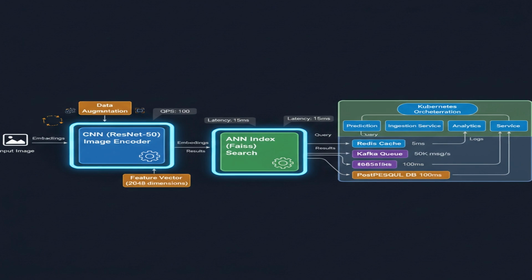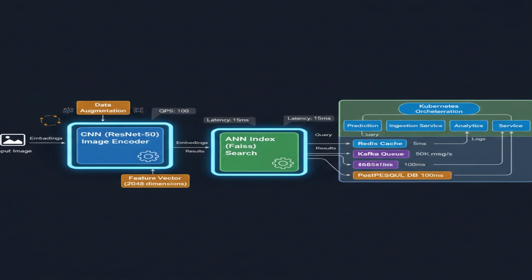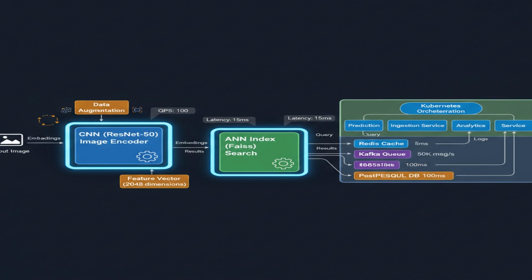Most candidates stop here. Strong answers also address handling visual variations like lighting and angle. We can use data augmentation techniques during training to make the CNN more robust. This involves applying transformations like rotations and crops to the training images. This is where most people go wrong. They don't account for visual variations. The mathematical intuition behind CNNs involves learning hierarchical representations of images through convolutional filters and pooling layers.